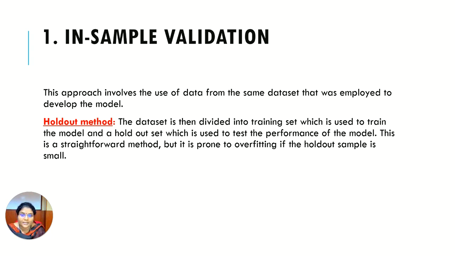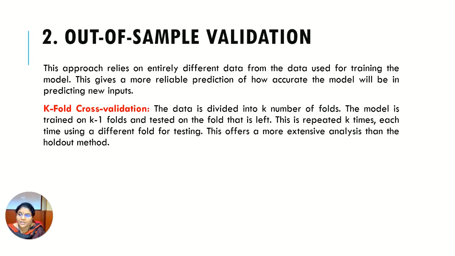Here the data set is divided into training data, which is used to train the model, and a holdout set, which is used to test the performance of the method. The famous rule is 70-30, 70% for training and 30% used for testing the performance. This is a straightforward method, but it is prone to overfitting, because in the holdout method, if the data set is very small, it is prone to error.